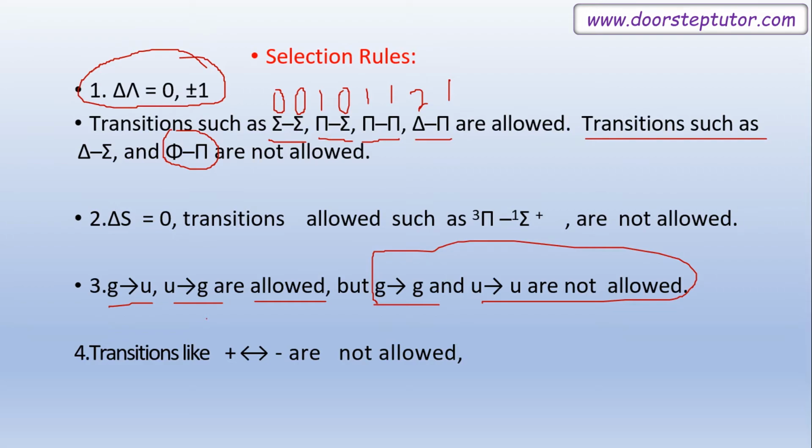The transitions like plus to minus are not allowed. So plus to plus, minus to minus are allowed transitions. So these are the selection rules for the representation of molecular spectroscopic term symbols for diatomic molecules.